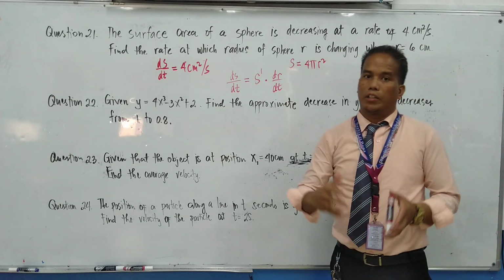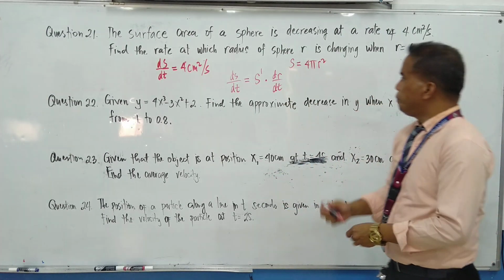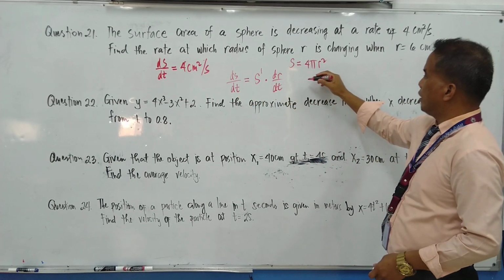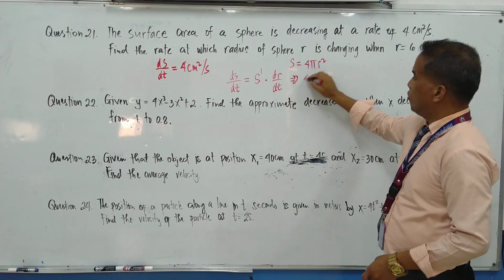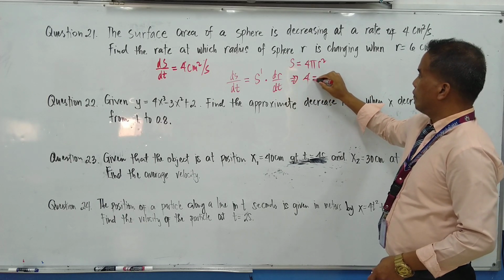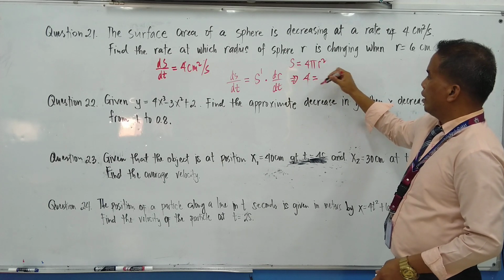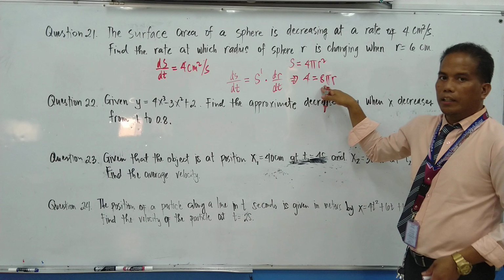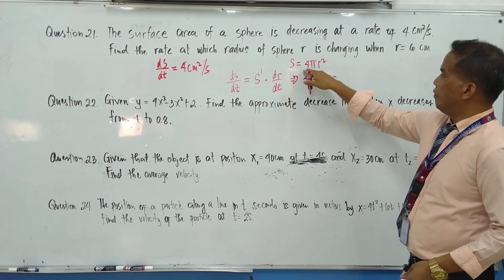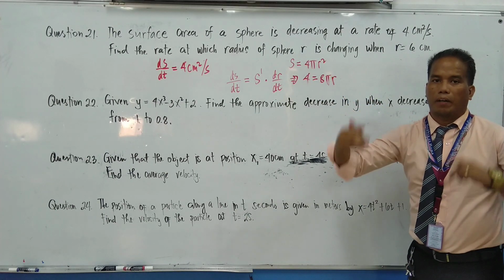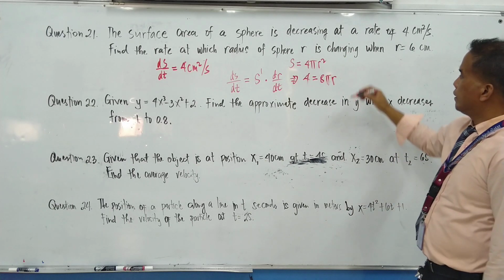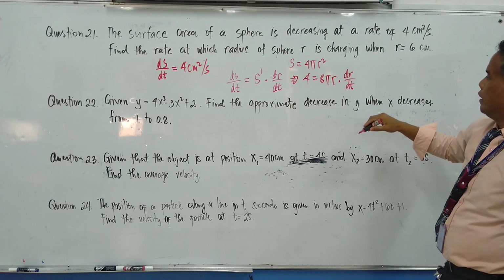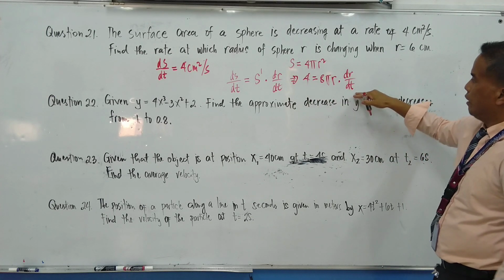Okay, now let's do the substitution. For dS over dt, we have 4 cm squared per second, so it equals 4. Then it equals the derivative of this, which is 8 pi r. Where did we get 8? We just multiply 4 times the exponent 2. Okay, so that is the application of the derivative. And then times dr over dt. Okay, now we have this equation.